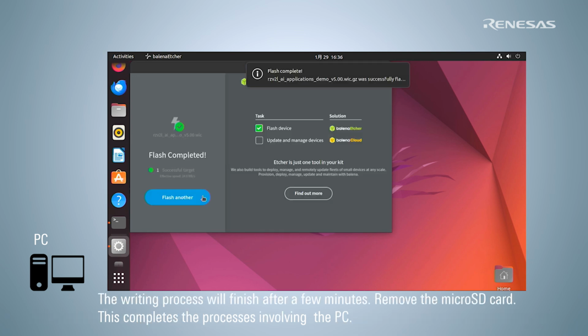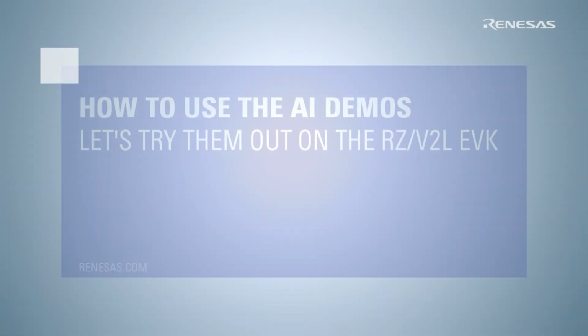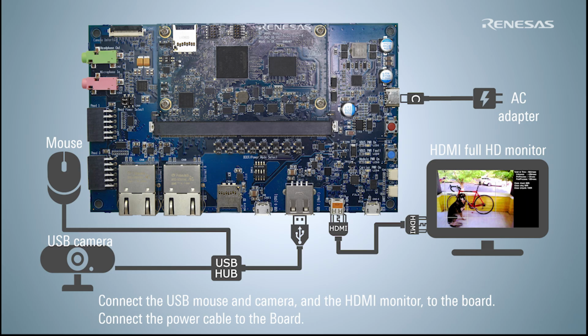The writing process will be finished in a few minutes. Once writing is completed, close the Etcher software. Follow the procedure specified for the PC you are using to remove the microSD card from the PC. This completes the processes involving the PC. Now proceed with inserting the prepared microSD card into the slot on the V2L Evaluation Board and run the AI Applications Demo. You need to set up the environment for the V2L Evaluation Board Kit.